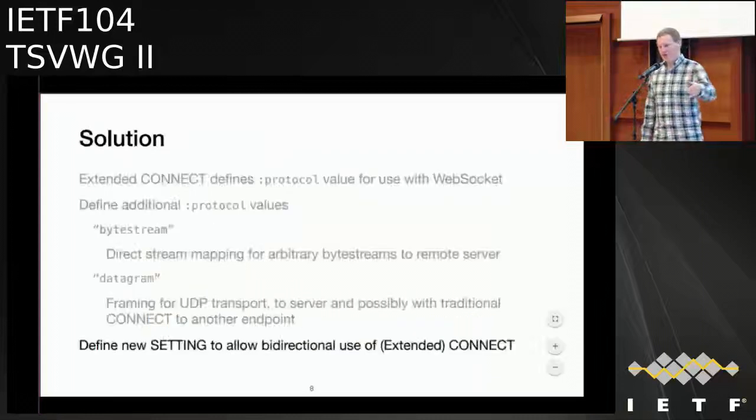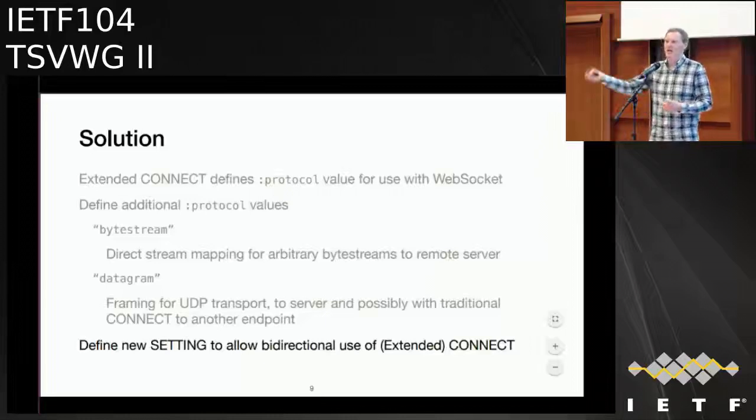So we take our existing solution, which is defining the additional protocol values for bytestream and datagram, and we define a new setting that allows us to negotiate this as a further extension on top of HTTP2 that says, yes, I'm willing to process these frames in a direction that other people would be very confused by, and allow the server to send me a connect request saying, hey, I'd like to open a stream to you. And a couple people have spoken up already with interesting use cases for this that we had not yet considered, but that are all equally great and where this comes in super handy.